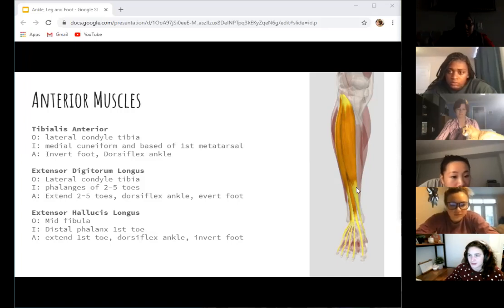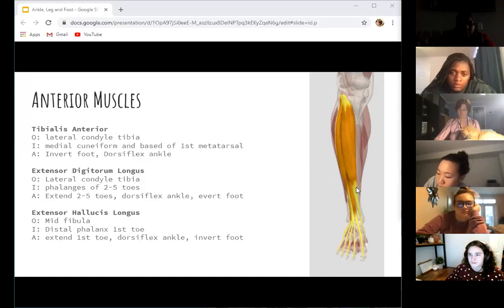The picture here shows them as a grouping. And that's what you would see if this was to be on a quiz or an exam. But the three muscles are your tibialis anterior, your extensor digitorum longus, and your extensor hallucis longus. So they all have a little bit different origin, insertion, and a little bit different action.